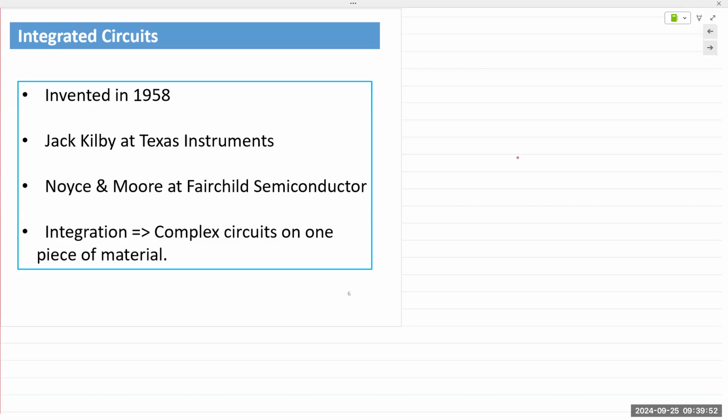So Noyce and Moore left Shockley Semiconductor, went to Fairchild Semiconductor. From Fairchild Semiconductor, they left and went on to co-found. Anyone? Intel. Noyce, Moore, and Thiel. These are the 3 co-founders of Intel. Okay, the first 3 employees of Intel Corporation.